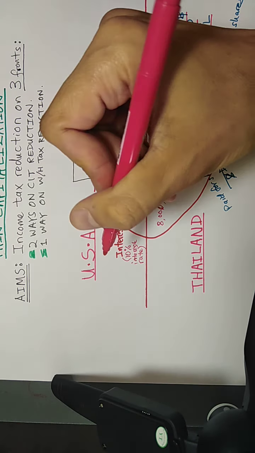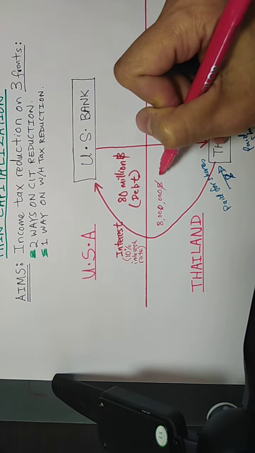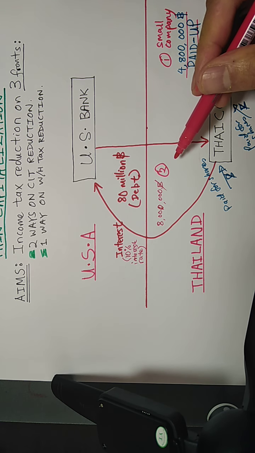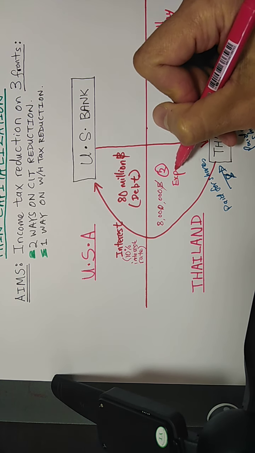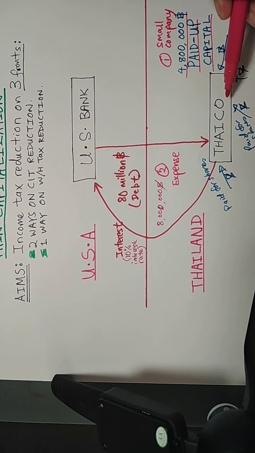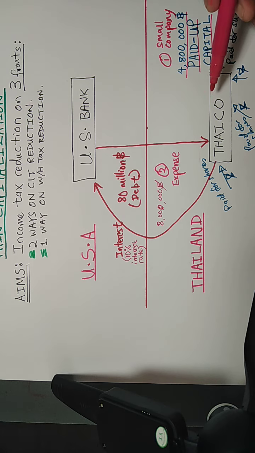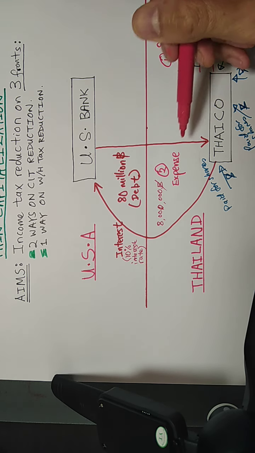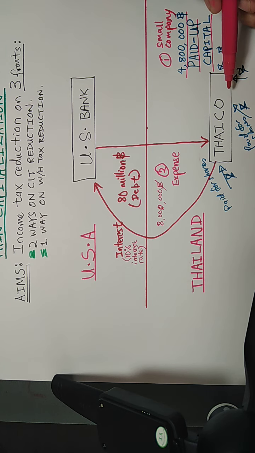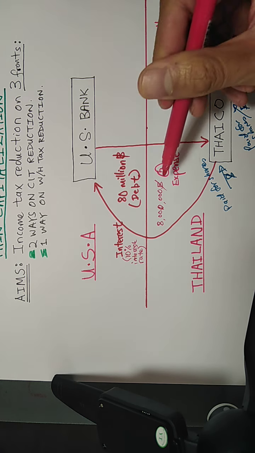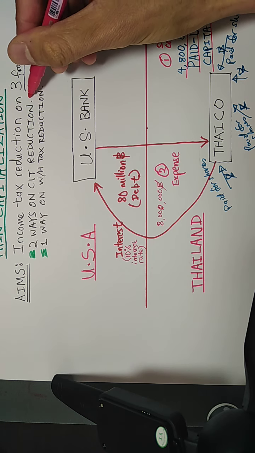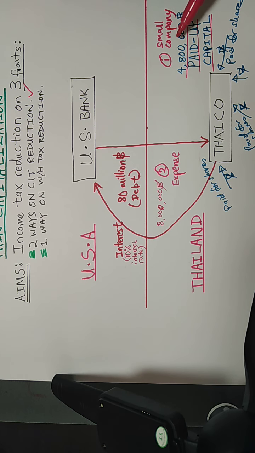Two, this interest paid out is an expense of Tyco. And if it's an expense of Tyco, it would further reduce the net profit of Tyco, and possibly subject Tyco to a lower CIT amount payable at the end of the year. So 1 and 2 are already here. Two ways on CIT reduction. One here and one here. Okay, take a moment to take it in.